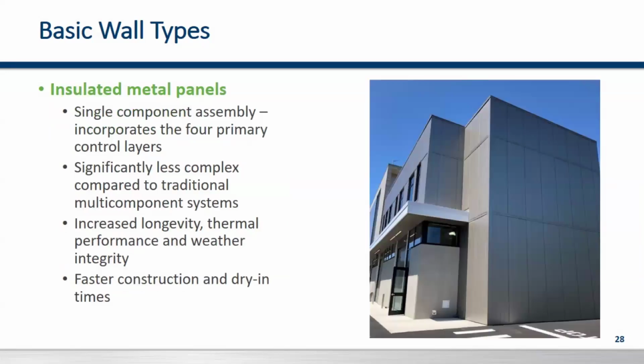Another type of wall system will be the insulated metal panels. And where these are different compared to a rain screen, they are a single component and they are an absolute barrier. They are not a rain screen. They're a single component. They're less complex, making for fast installation. You have your exterior finish. You have your vapor and air barriers that are built into it, and then also your thermal performance. So it allows for fast dry-in times.